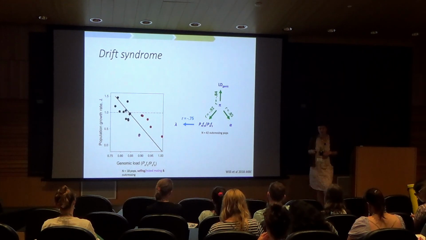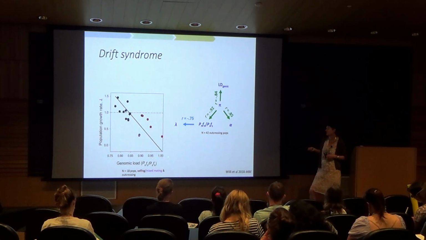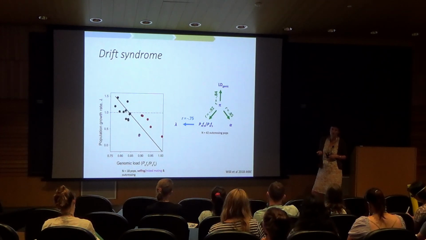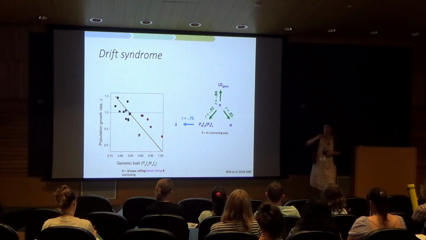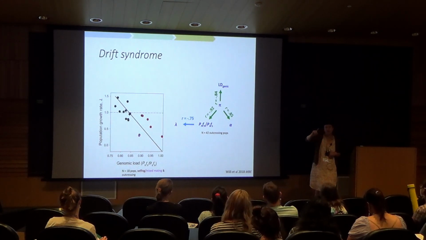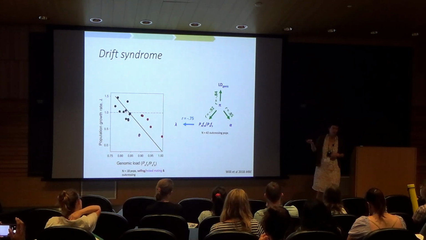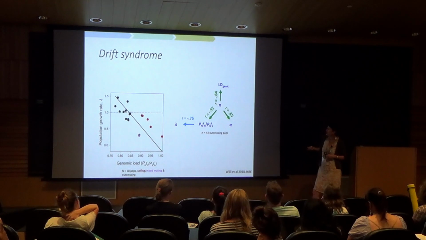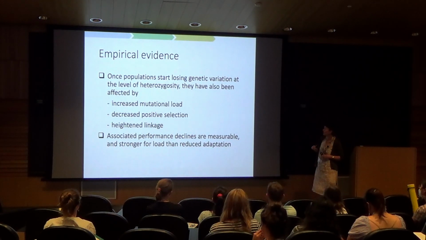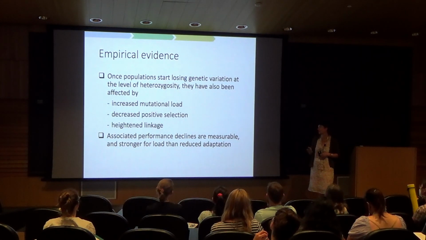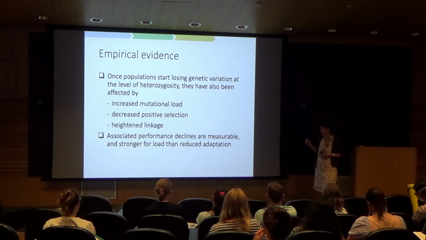So when we do a life table study and estimate population growth rate, we see that with increasing genomic load, we have reduced population growth rates. So it does have a very strong phenotypic effect. It's very hard to translate this into vital rates, that's still possible, but then to go from vital rates to population growth rate, you have to make assumptions. Therefore I like to show just the results on multiplicative performance. So to sum this up, once populations start losing genetic variation at the level of heterozygosity, they have also been affected by increased mutational load, decreased positive selection, and heightened linkage. We have these associated performance declines, measurable but stronger for load than for reduced adaptation.